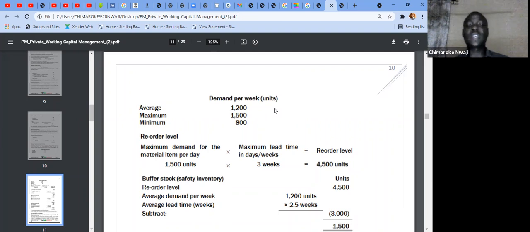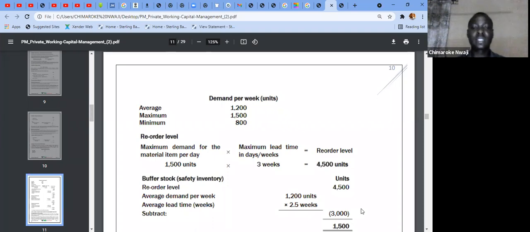Now, what is your buffer stock? That's safety stock. We said it's going to be your reorder level, which is 4,500 units. Then you need to know your average usage or demand with the average lead time. Your average usage is 1,002. Average lead time is 2.5 weeks. So when you multiply, it gives you 3,000.